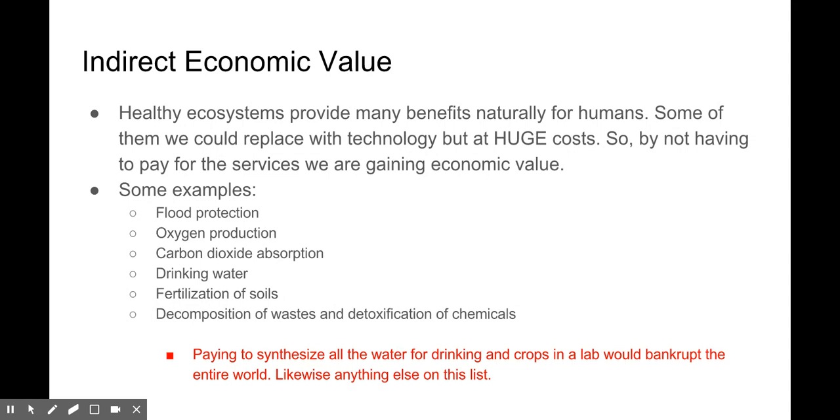Indirect economic value is probably one of the ones that's the most forgotten, which is a shame because it's probably the most useful. Healthy ecosystems give services to people without people doing anything but letting them do it. And while we could do most of these on our own, the cost to do it would be worldwide bankruptcy. There's no way that humans could synthesize enough oxygen for a healthy breathing atmosphere in a lab. The cost would be exorbitant.